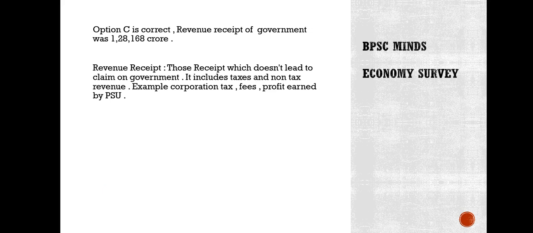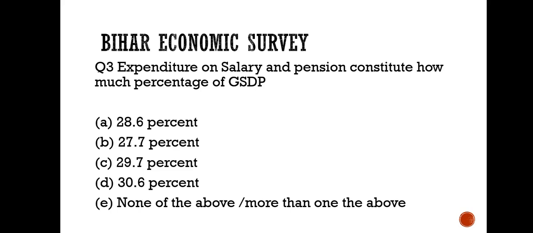So moving to the next question now. Expenditure on the salary and pension constitutes how much percentage of the gross state domestic product? You can see the options. I will directly move to the answer.